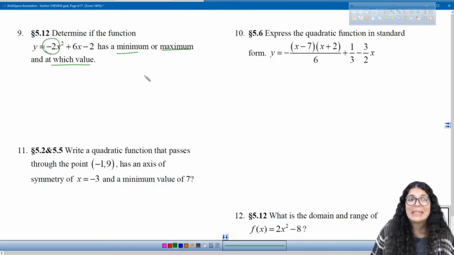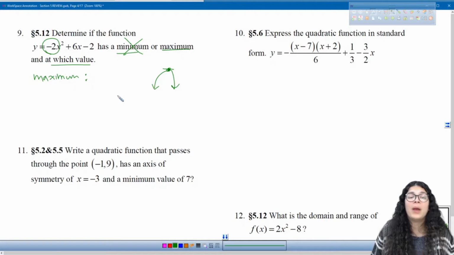Now, is it an upward-facing parabola or a downward-facing parabola? Well, the a value is negative. If the a value is negative, it's a downward-facing parabola. So it will for sure have a maximum, right? Not a minimum. It'll be a maximum. Now I just need to figure out what that maximum value is. The maximum value will be the y value of the vertex. So I need to figure out what the y value of the vertex is.